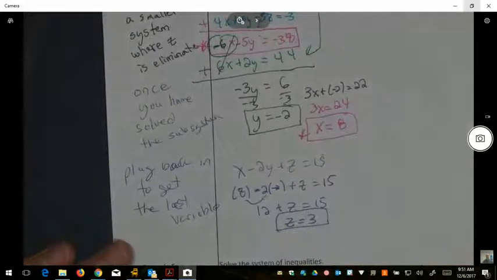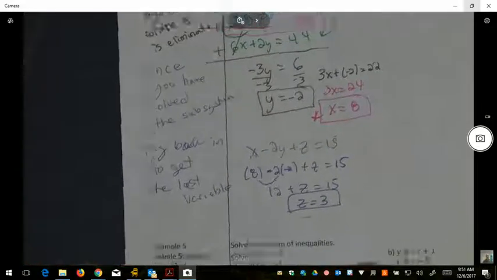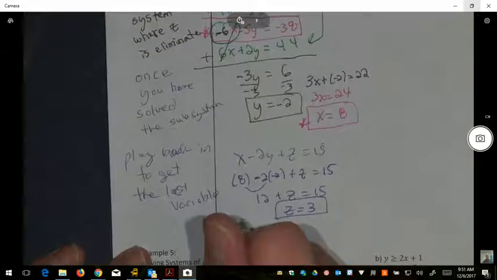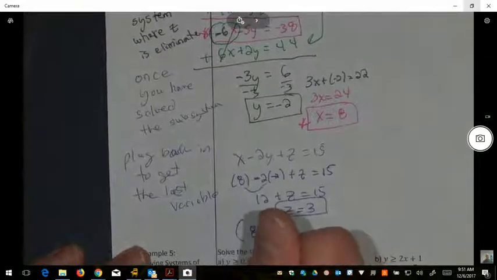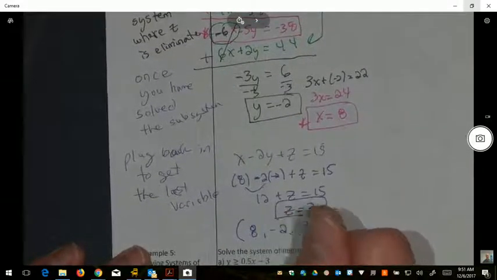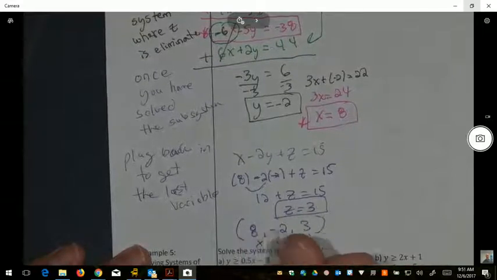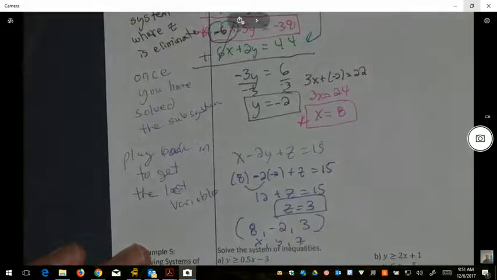As an ordered pair, oh wait, it's not an ordered pair because it's not a 2-dimensional coordinate plane. It's 3-dimensional, so it's an ordered triple. We have 8, negative 2, 3, representing x, y, z coordinates in alphabetical order.